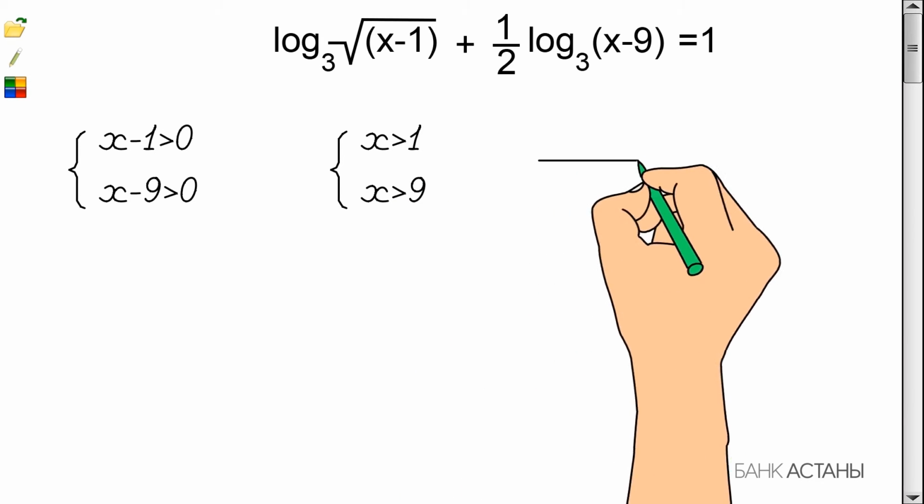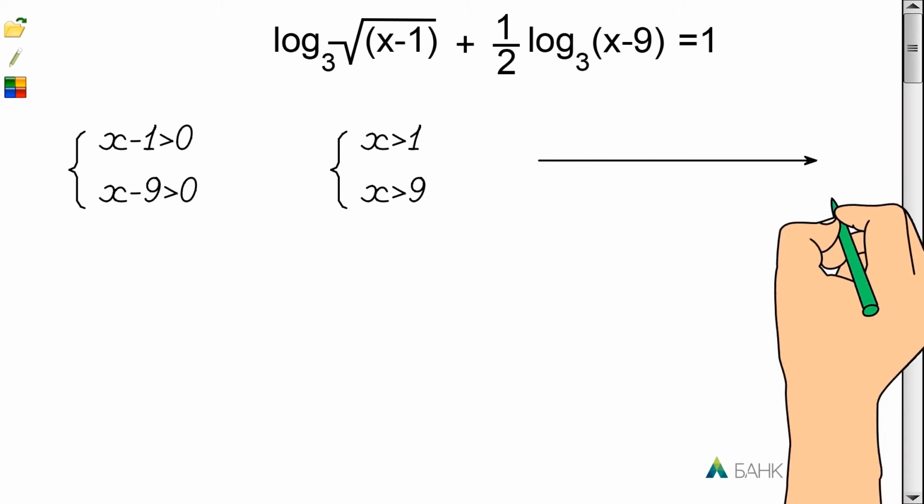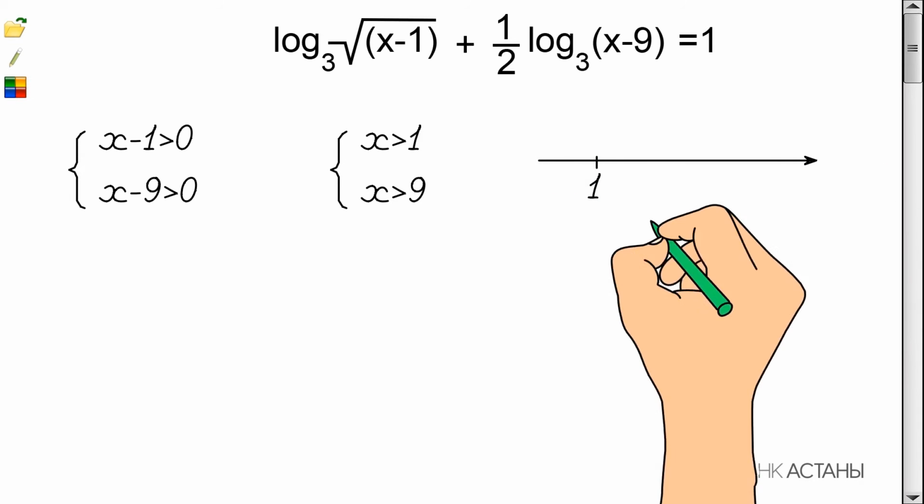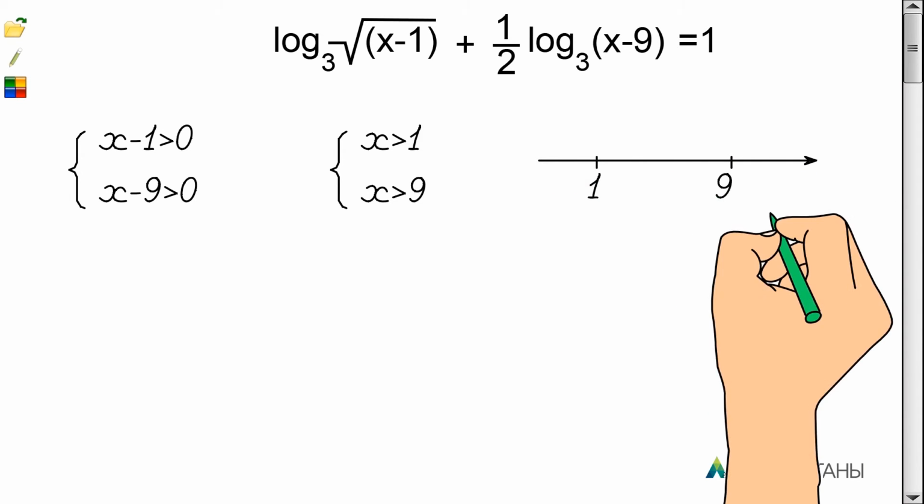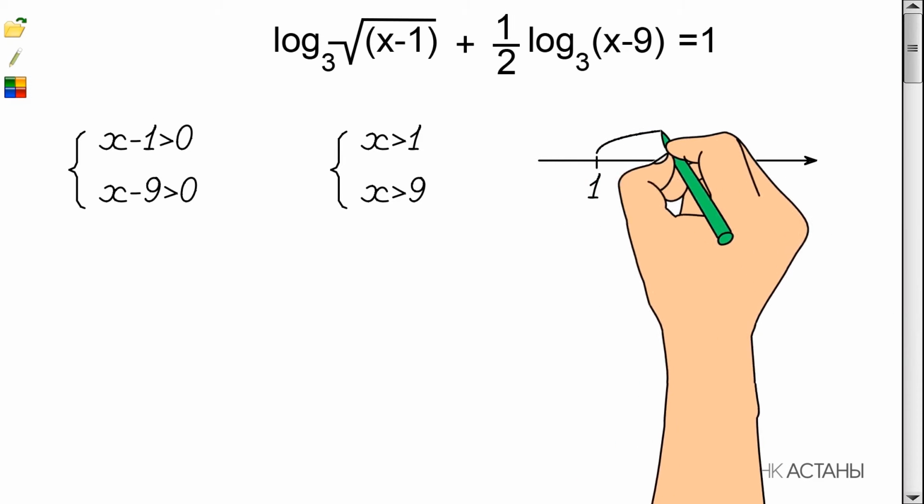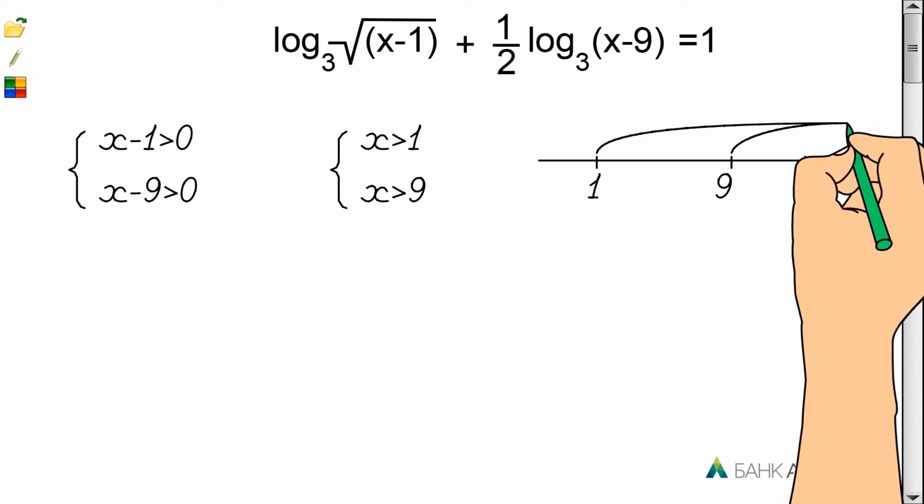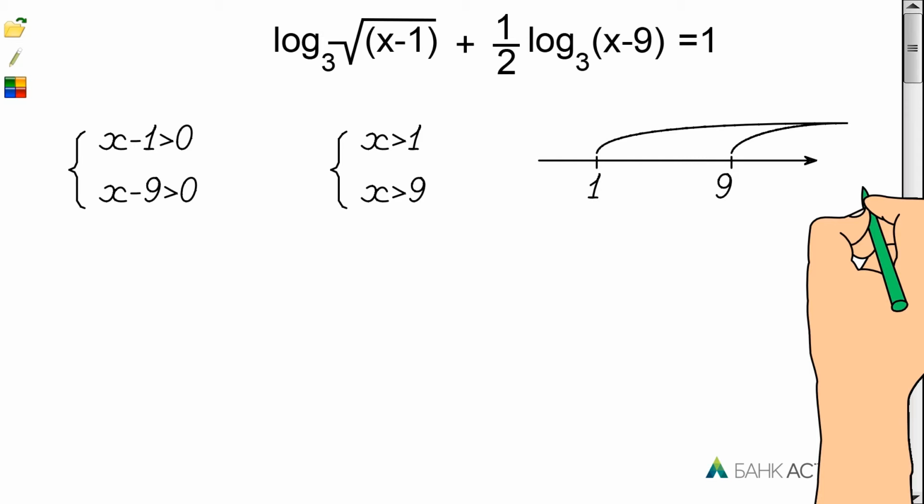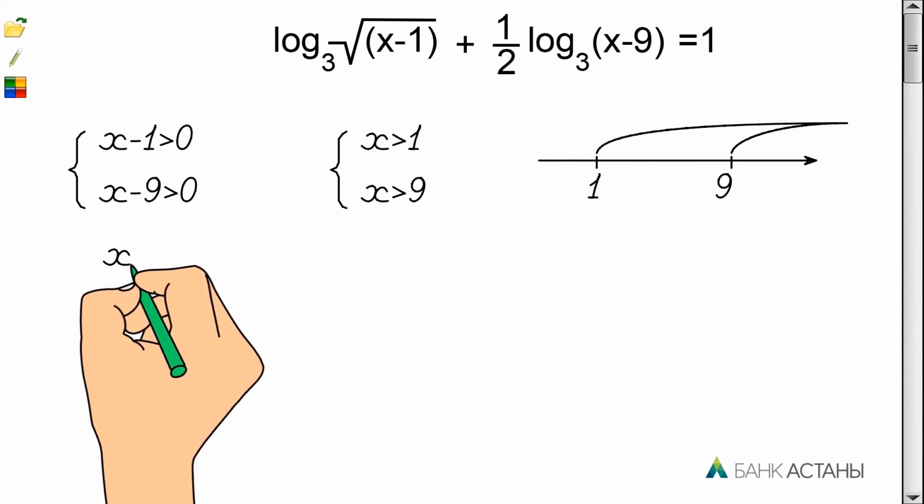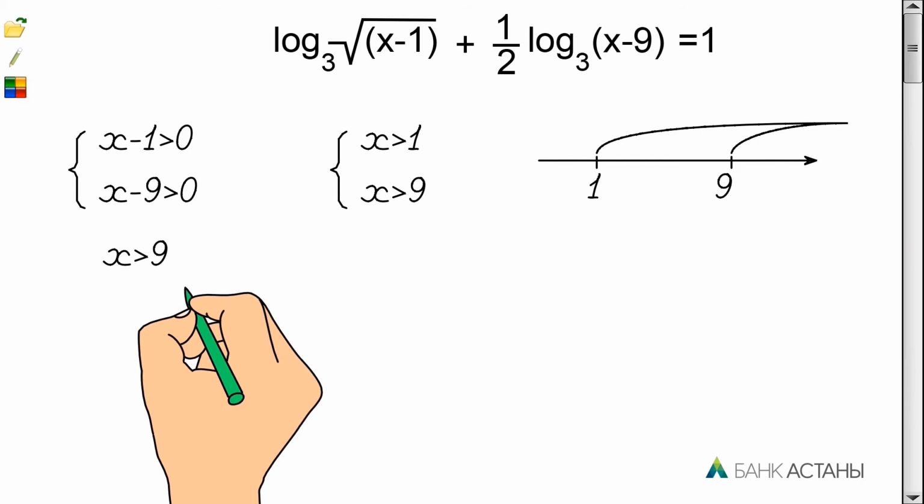Let's draw the coordinate axis. Here we have 1. And here 9. According to the inequality, the value of x should be greater than 1. According to the second inequality, the value of x should be greater than 9. As you can see from the figure, the solution of the system is x is greater than 9. So we found the range of possible values.